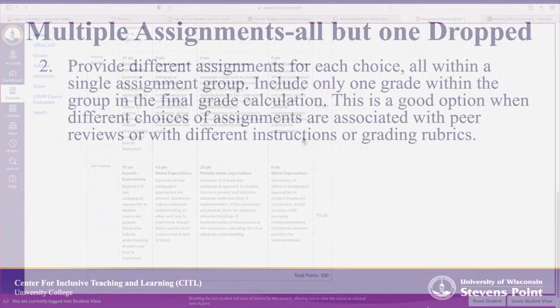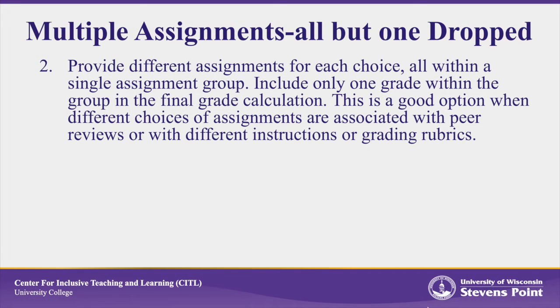The second option is to provide different assignments within a single assignment group, dropping all scores but one. This is a great option if you're planning to use peer reviews. It ensures that learners will review assignments that are similar to their own, making the review potentially a bit easier and more valuable to improving their own work.